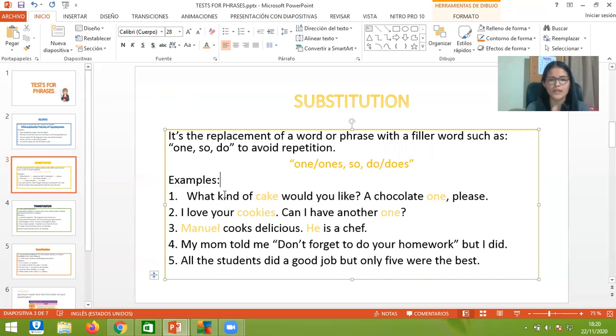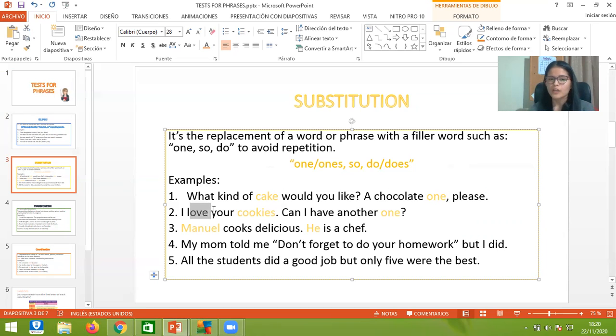Examples. What kind of cake would you like? So the answer will be: a chocolate one, please. In this case, we replace the word cake with the word one. So it's not necessary to say: a chocolate cake, please.